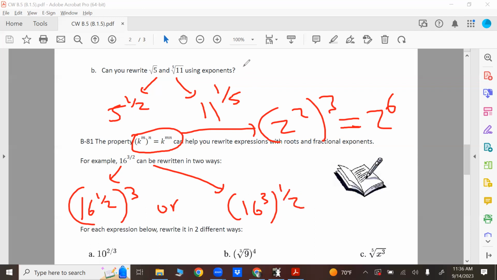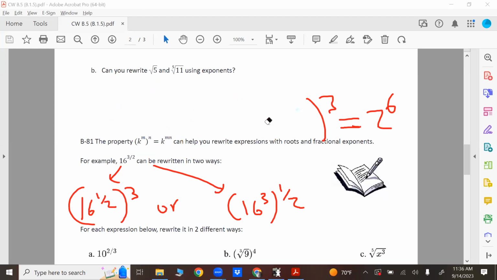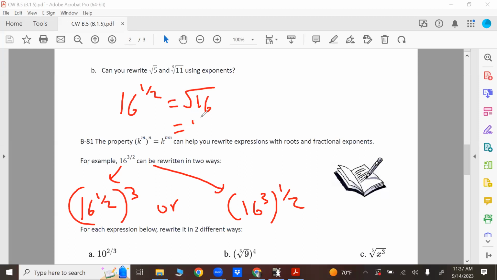Now let's think about it. Let's back up a little bit. We just talked about 1/2 being square root, right? 16 to the 1/2 is the same thing as root 16. We just talked about that. What's root 16, guys? So then that's 4 cubed. And what's 4 times 4 times 4? You get 64.